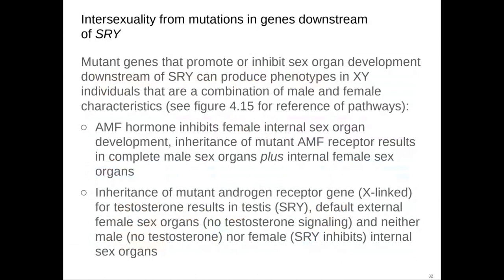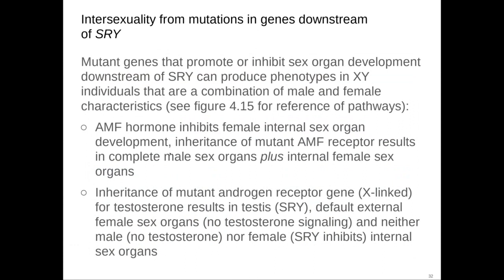Now, you can also have what we call intersexuality that arises from mutations in genes that are downstream of SRY. Now, there are genes that promote or inhibit sexual organ development, and they can produce phenotypes in XY individuals that are a combination of male and female characteristics. If you have your textbook, it's figure 4.15 from your textbook. Just as a note, I don't know if anyone bought the textbook or is using the textbook, but it is figure 4.15 if you are.